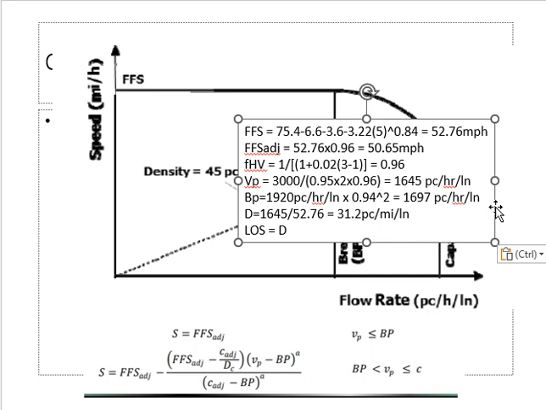In the last case, my break point was 1920 and my flow rate was lower, right? So then I decided, okay, I can use free flow speed. The break point was calculated to check whether I can use free flow speed or not. In the previous case, flow rate was less, so I used free flow speed. In this case, is it less or did it change? Is it less or more? Yes, it is still less. So I can use free flow speed.